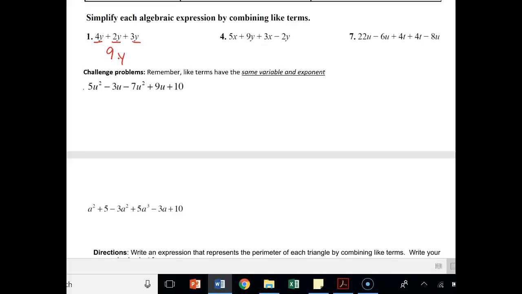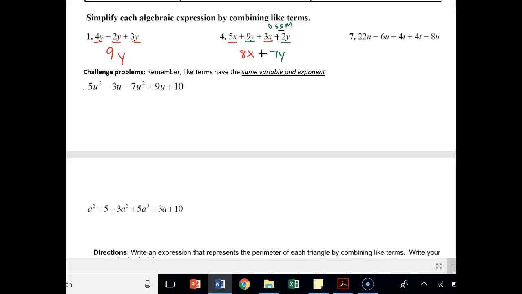In number 4, we're going to underline our like terms first. That's 5x and 3x. We're also going to change this to plus and negative, so everything's addition. And then we have 9y and negative 2y. So 5x and 3x gives us 8x, plus 9y plus a negative 2y. Remember, that's DSSM, different sign, subtract. I think it's going to give us 7y.